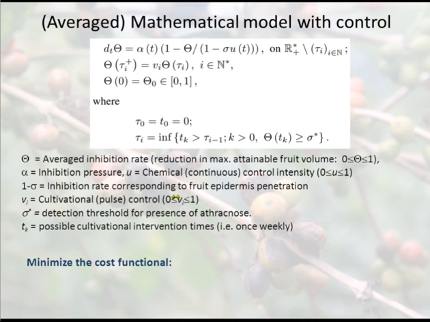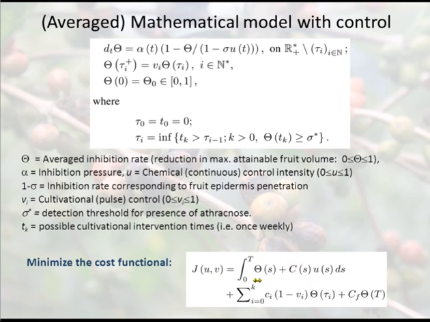Now the problem in this model is to minimize the cost functional. And this cost functional expresses the cost due to Anthracnose damage over the lifetime of the crop. This is the cost due to chemical control, which can be environmental and economic. This is the cost of discrete control, cost of labor. And then this is the cost of a non-zero inhibition rate at harvest time, separating out the diseased berries. Okay, so that can incur an additional cost.